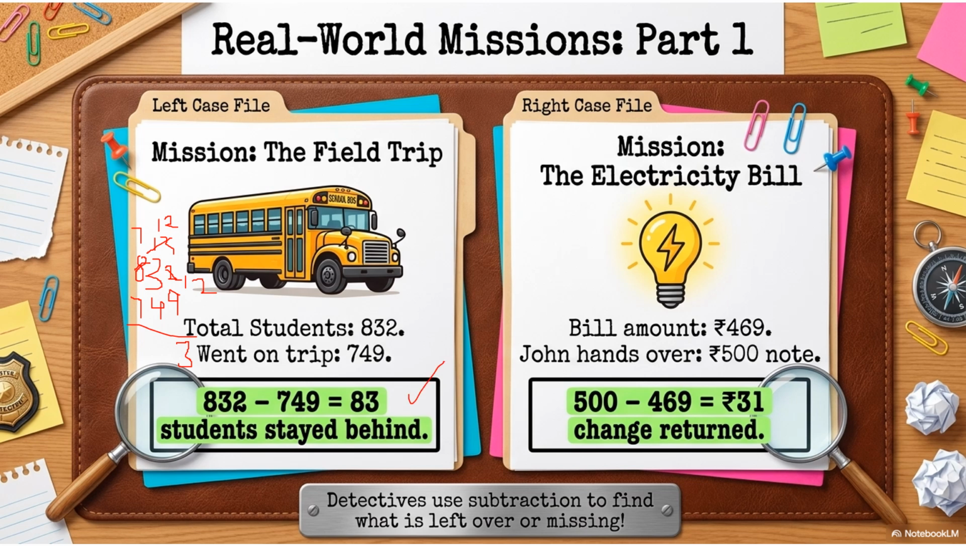Now, the electricity bill, your mama always shouts, right? So the bill is around 469. And John hands over a 500 note. So how much return should he get? He should get 31 rupees in return.